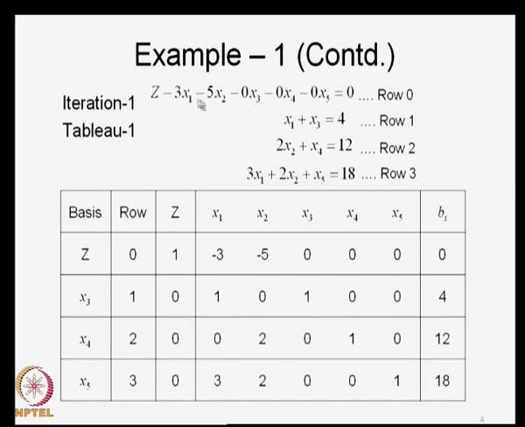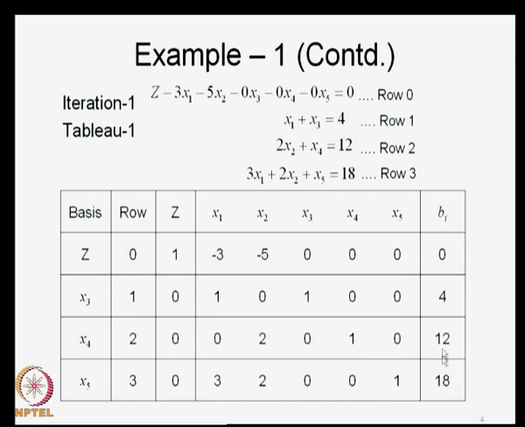Then x2 similarly, in row 0 it is -5, in row 1 it is 0, in row 2 it is 2 and in row 3 it is 2 and so on. You write all of these, and x3, x4, x5 being the slack variables will have a coefficient of 1 exactly in one of the rows, and in all other rows they will have coefficients of zeros.